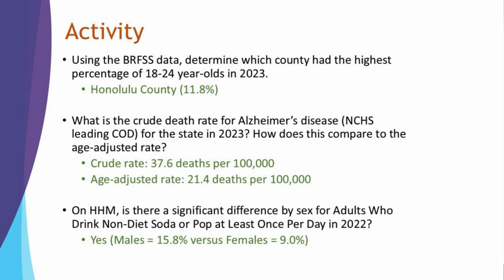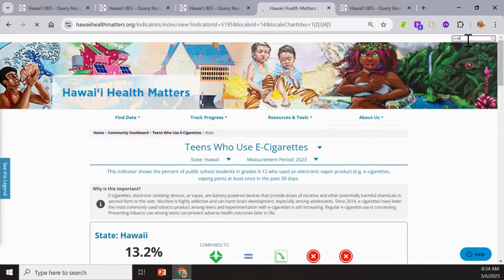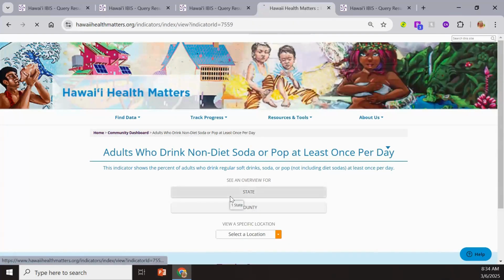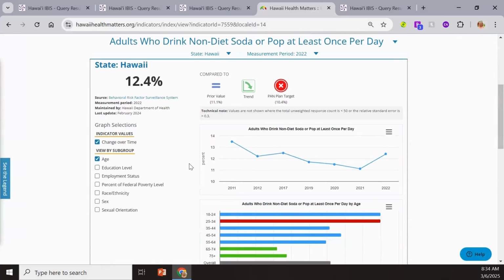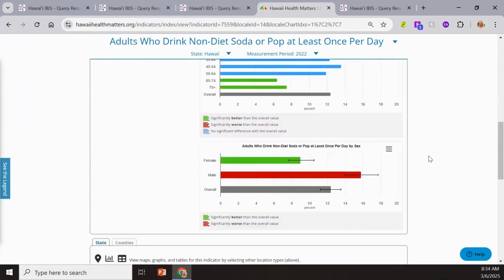So the last question is on Hawaii Health Matters, is there a significant difference for adults who drink non-diet soda or pop at least once per day in 2022? So here we are in Hawaii Health Matters. I'm going to just search soda because I feel like that's probably going to pull it. And here we go, adults who drink non-diet soda or pop at least once per day. And we're going to look at the state. And the question is asking if there's a significant difference by sex. And you can see here that there definitely is. We can also put the confidence intervals on to verify that, yes, there is a significant difference.